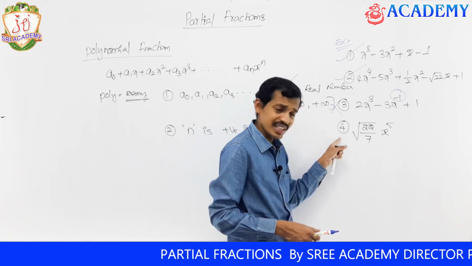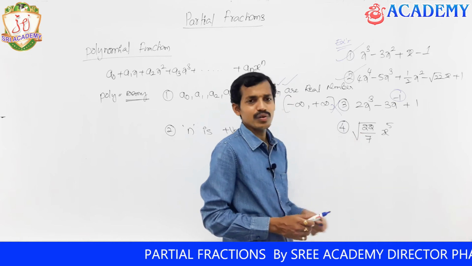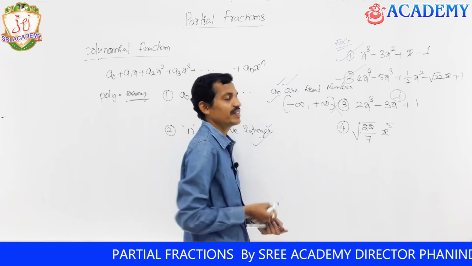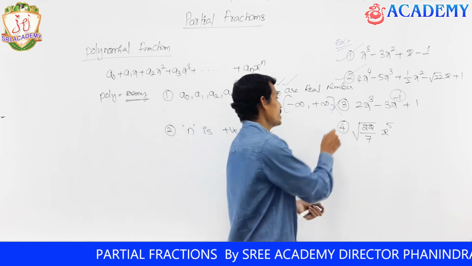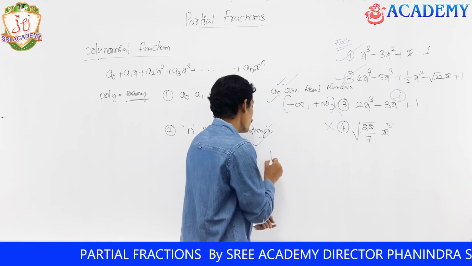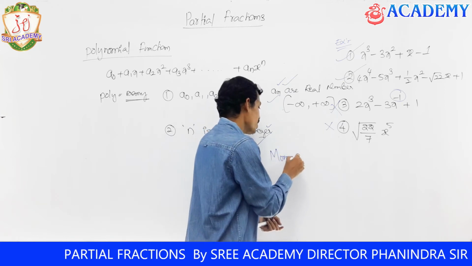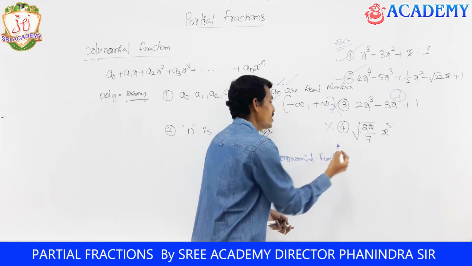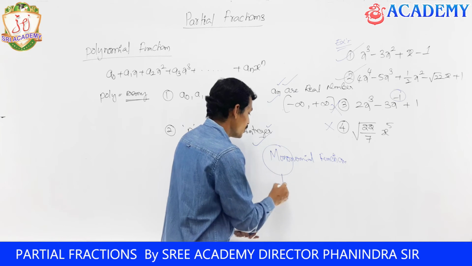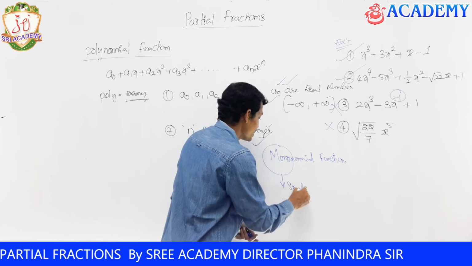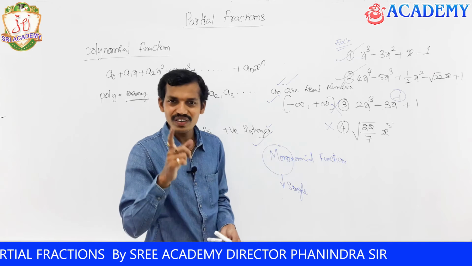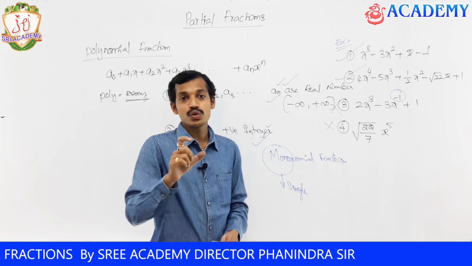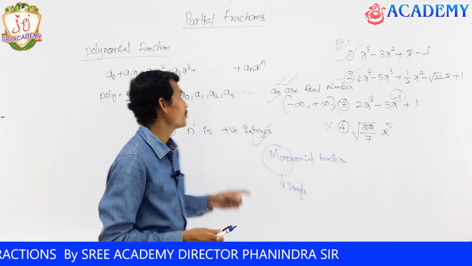In the fourth example, the coefficient is root 22 by 7. The first condition is satisfied. The power is plus 5, a positive integer. So it satisfies both conditions, and it is a polynomial function, specifically a monomial function. Mono means single. It satisfies these two conditions, but only one term is there. That's why it is a monomial function.